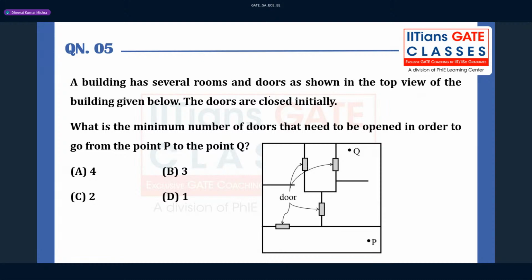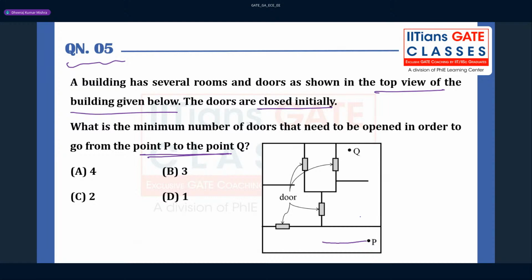Now this question, again a logical question. A building has several rooms. So you can see these are the rooms. So many rooms are there, and doors as shown in the top view of the building given below. The doors are closed initially. What is the minimum number of doors that need to be open in order to go from point P to point Q? So you have to start from here.